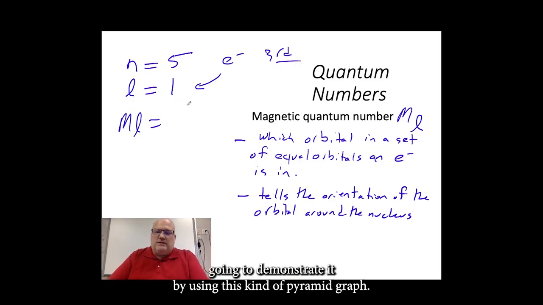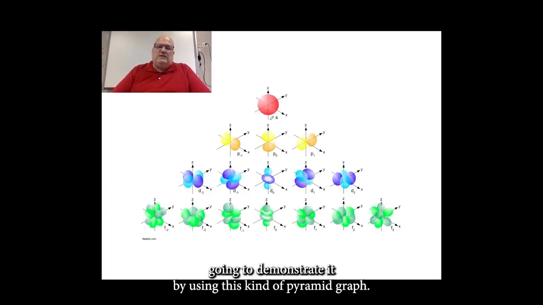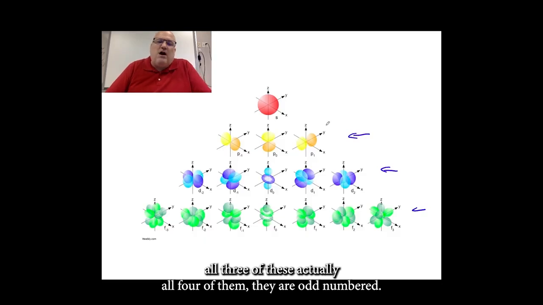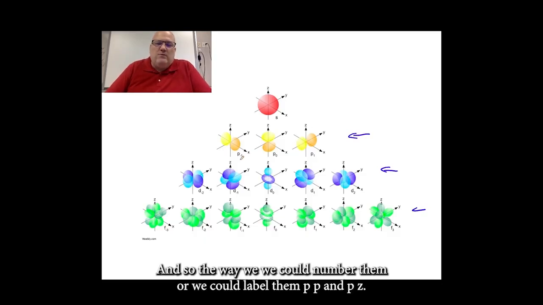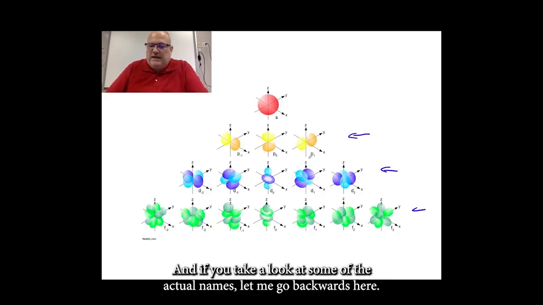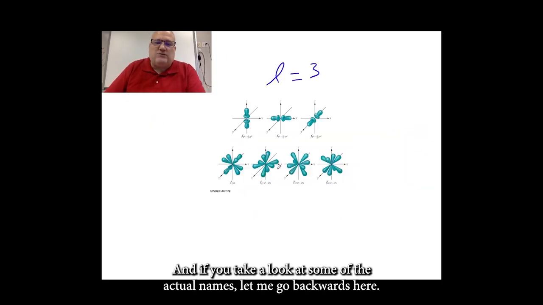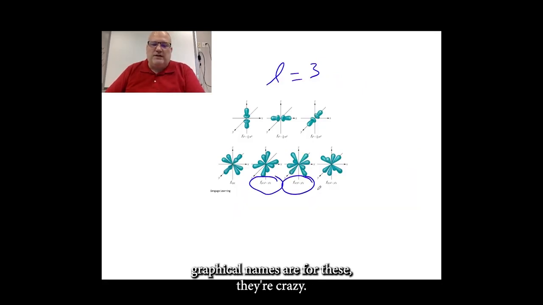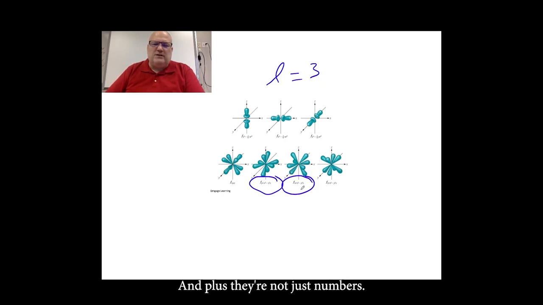In order to do this, I'm going to demonstrate it by using this kind of pyramid graph. If you take a look, each one of these sets of orbitals, all 4 of them, are odd numbered. And so the way we could label them is px, py, and pz. And if you take a look at some of the actual names, let me go backwards here. I don't know if you can see this, but if you could read what the actual graphical names are for these, they're crazy. So we don't want to use those, and plus they're not just numbers.